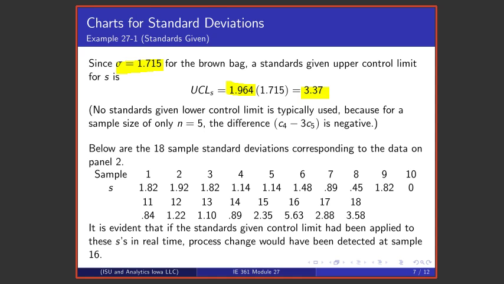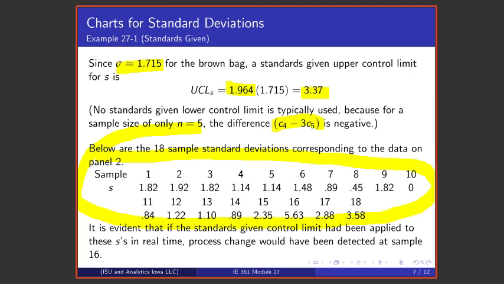If one looks in a table for big B5, one doesn't find anything listed, and that's because this difference between C4 and 3 times C5 turns out to be negative, and it doesn't make any sense to talk about a negative control limit for a standard deviation. You're encouraged to go look at the data on panel 2, compute standard deviations, and verify these values.